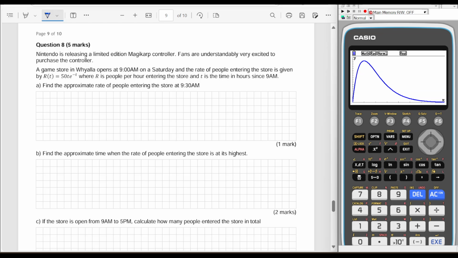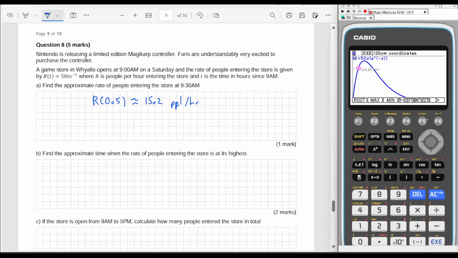Beautiful surge function. Find the approximate rate of people entering at 9:30. So that's going to be essentially r of 0.5 because it's half an hour since the store opened. Got to be very careful. Times in hours in this question. 0.5, so 15.16 or 15.2. 15.2 people per hour.